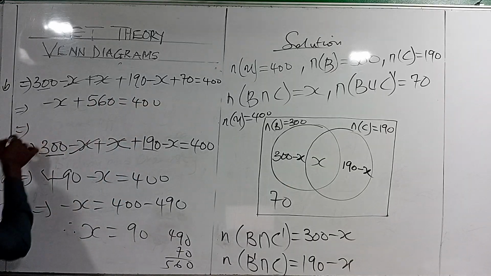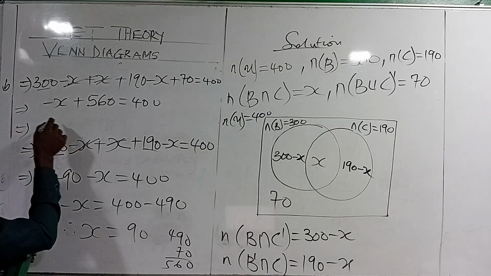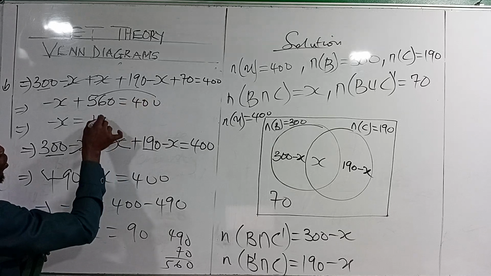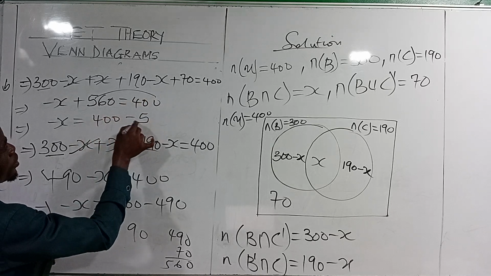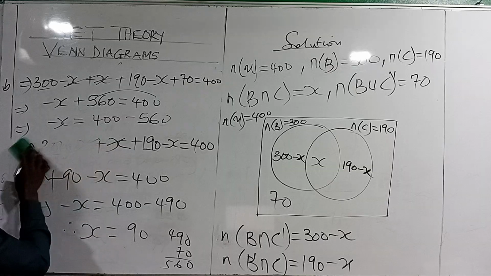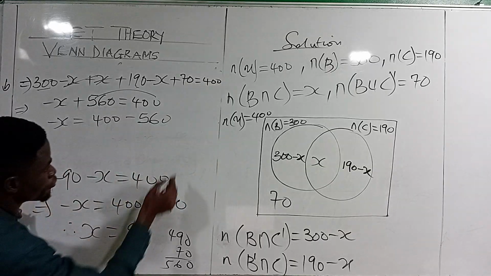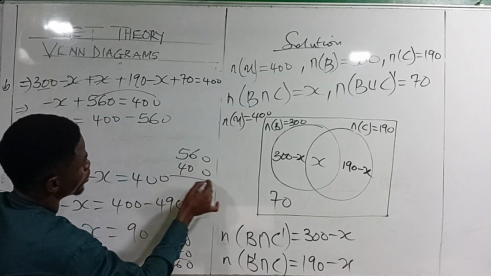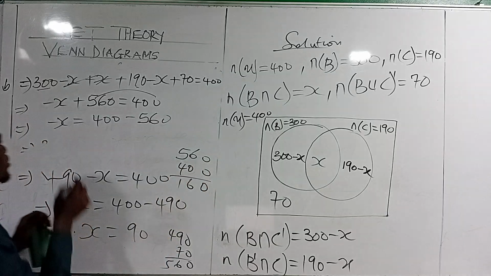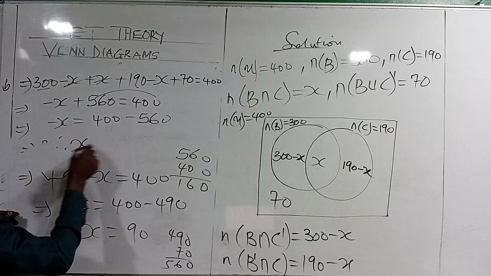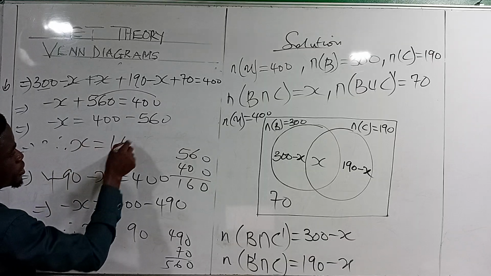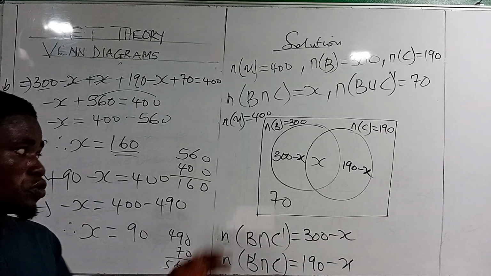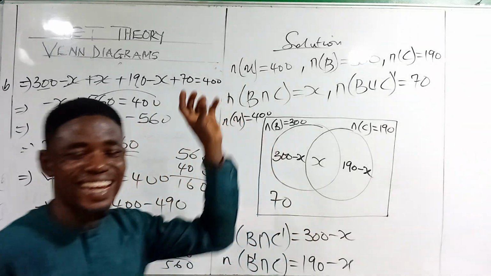Okay, now we want to obtain X. What do we do? We have minus X equals 400 minus 560. Now, when we subtract 560 minus 400, what do we have? We have 160. Therefore, X is 160. So that is the answer for the other question, when we have 70 students that did not do any of the two subjects.